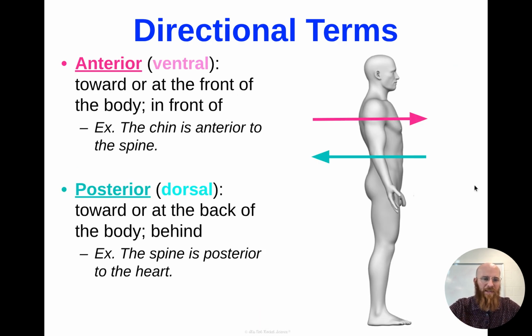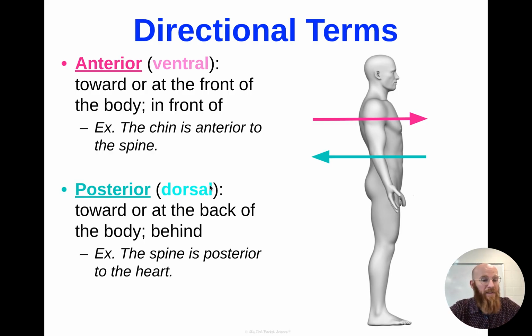And then if we have a side view of this person, we can have two more directional terms. We could use anterior or ventral, right? An easy way to remember this: anterior, like if we see two antennas, we could imagine those would be on the front side. Or ventral, because everything that we use to ventilate is on the front side. So anterior or ventral means toward or at the front of the body, or in front of something, okay? The chin is anterior to the spine because that chin is further forward than the spine.